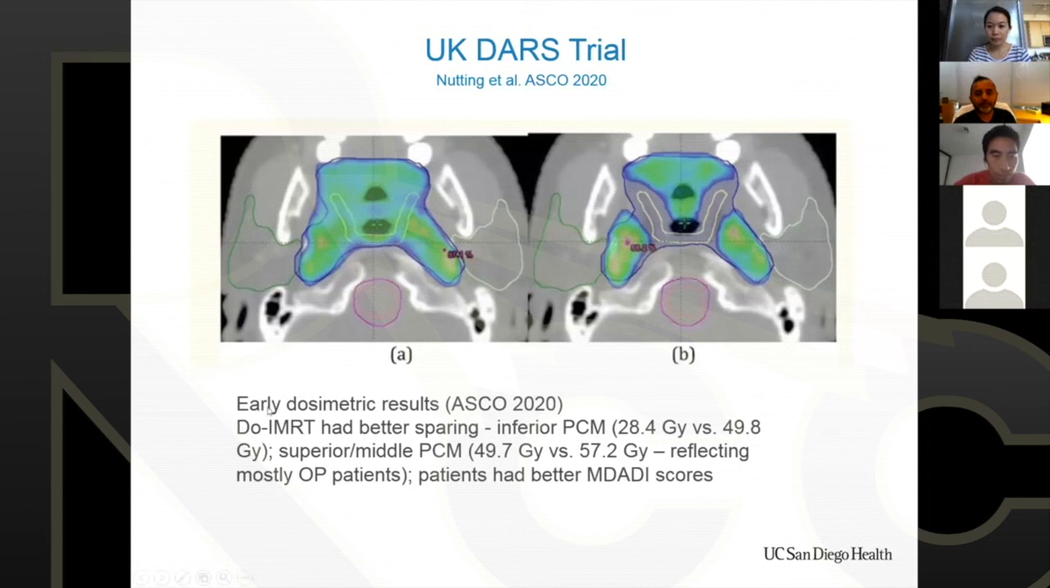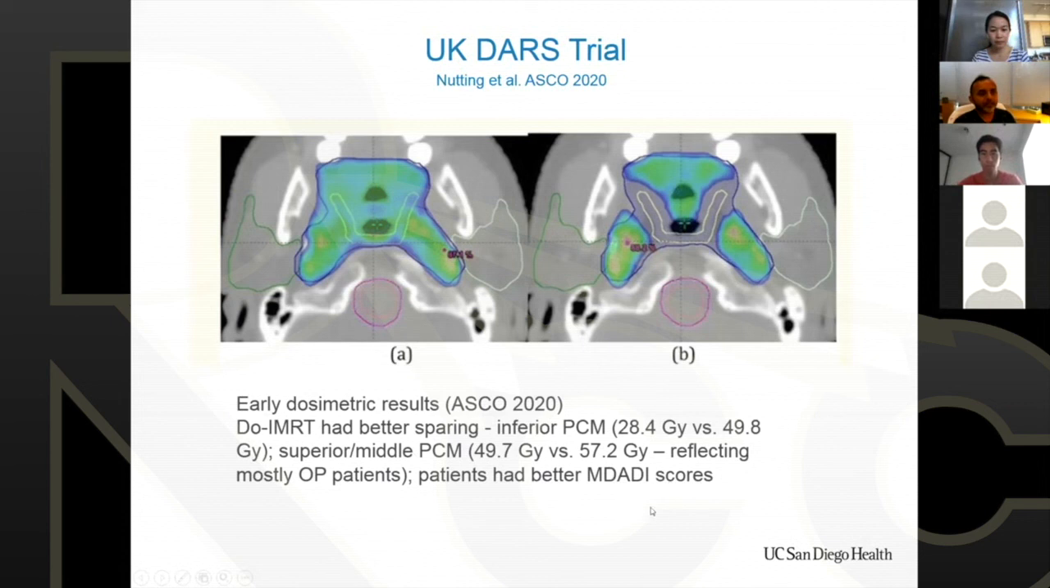So basically, the patients who got this dysphagia-modified IMRT plans had better sparing of the inferior constrictors and the superior middle constrictors compared to the standard IMRT plan. These are mean doses. So you can see about 30 gray versus about 50 gray, and here about 50 gray versus 60 gray. And the primary outcome actually being tested in these patients was patient-reported swallowing dysfunction, and they used the MD Anderson Dysphagia Inventory scores.